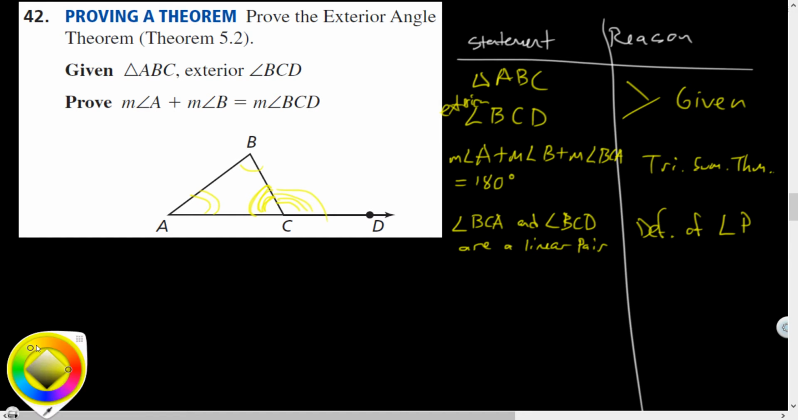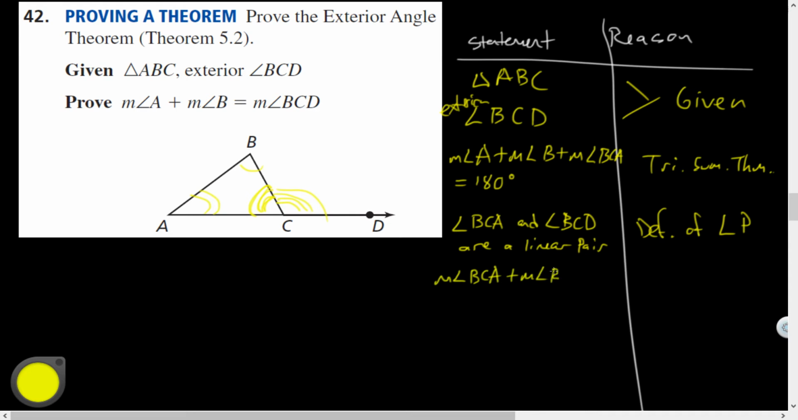The fact that they're a linear pair tells me what now? That the measure of angle BCA plus the measure of angle BCD is what? This is what you got. Some of you guys said it from the get-go. What would you say? But they add to what number? 180 degrees by the linear pair postulate. LPP, yeah, you know me. Linear pairs add to 180. All right, there we go.